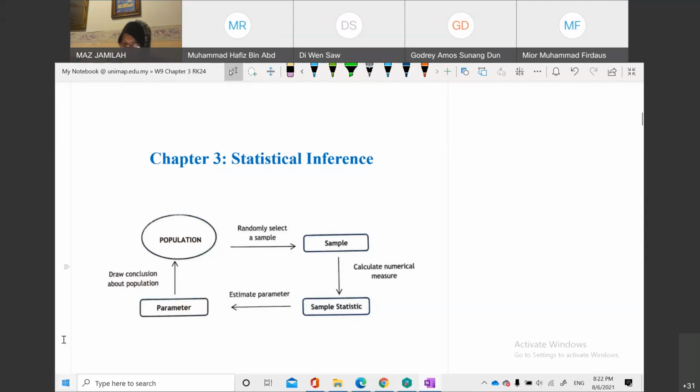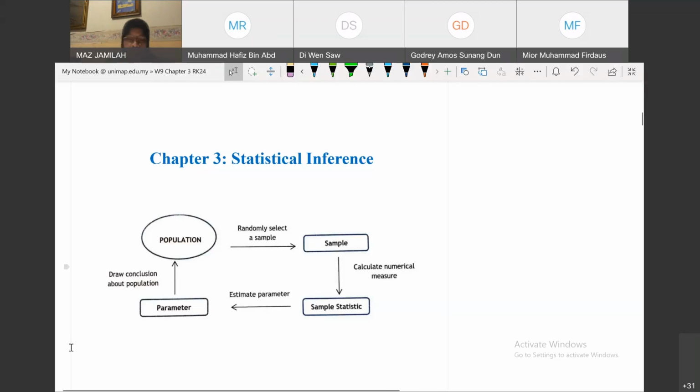Okay, so statistical inference, as I mentioned just now, we have our population. Ideally, if you want to do some research, you need to find your population data. But somehow we know that we don't have money, we don't have enough time, so we are going to collect our sample in such a way that our sample will represent our population. So that's why the way we collect our sample will be random.